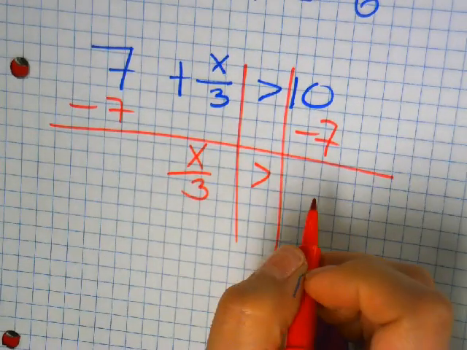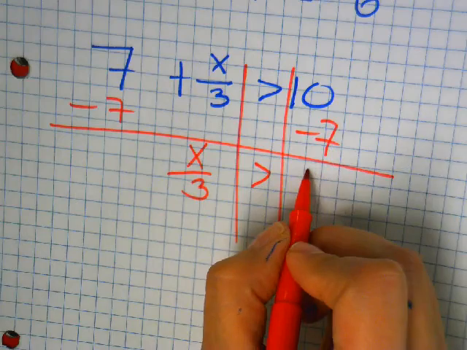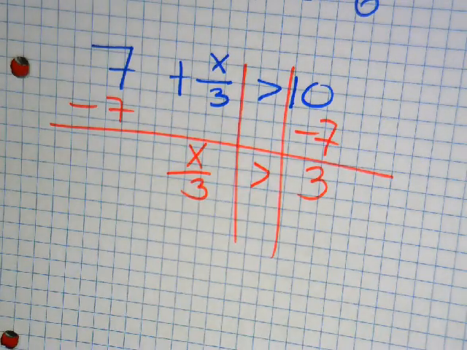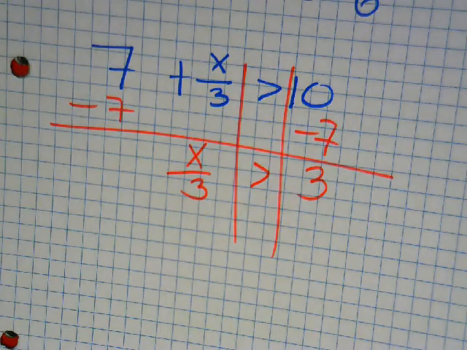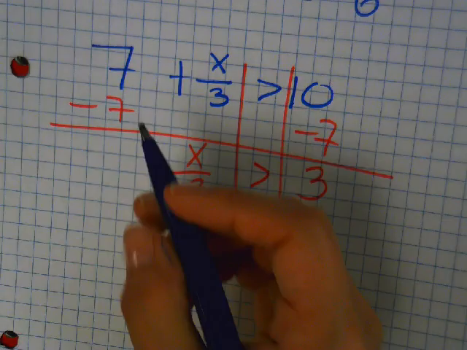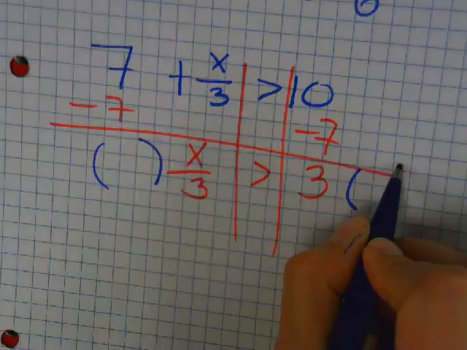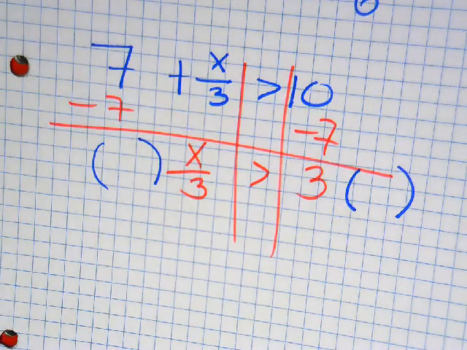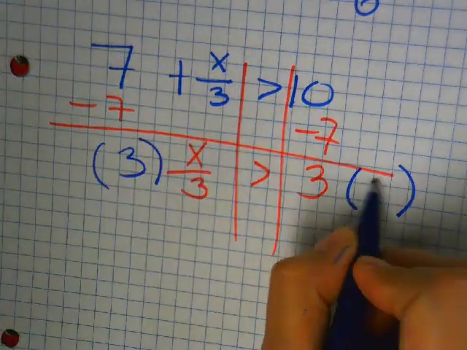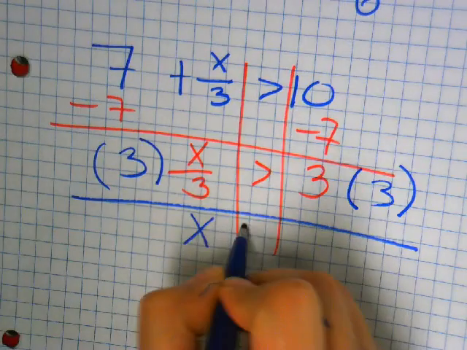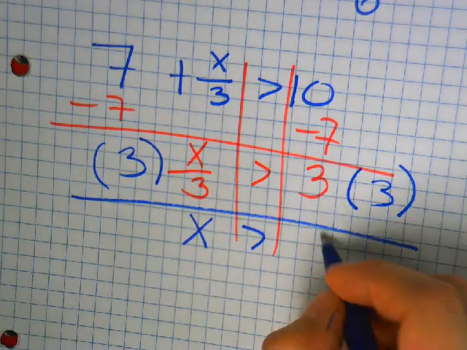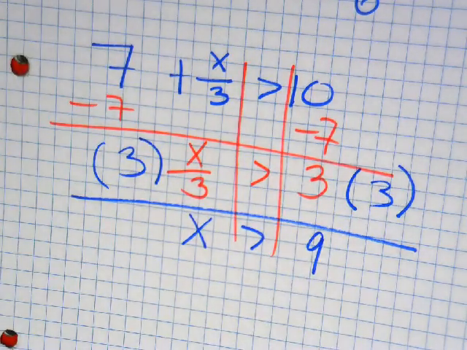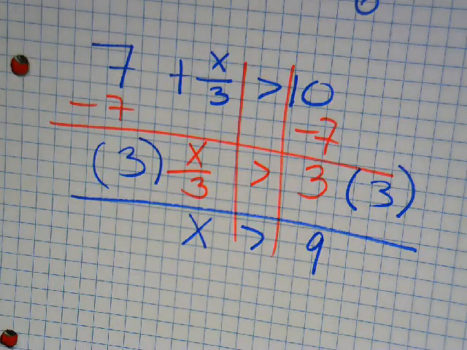10 minus 7? 3. Okay. Now, what do I do? Multiply. Now, Chris, we multiply. And we show multiplication by parentheses. x greater than 9. Very good. How many of you got 9 before I did? Yay, half the class.